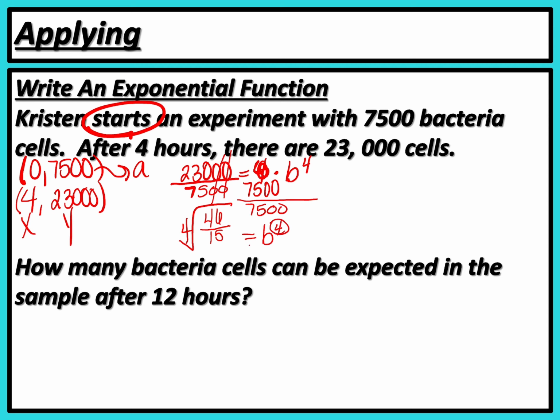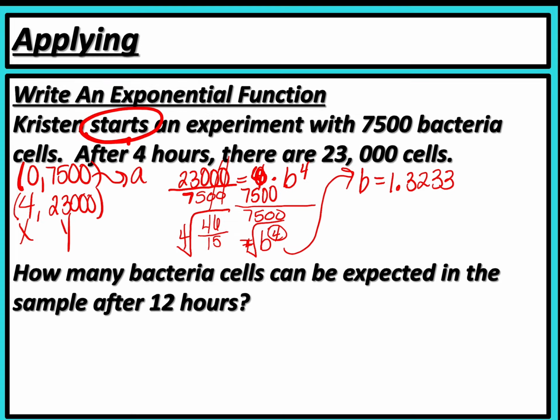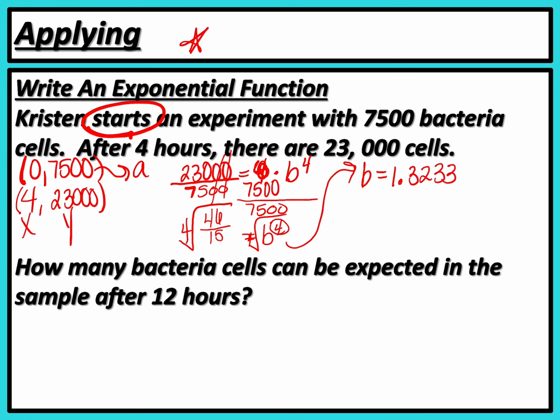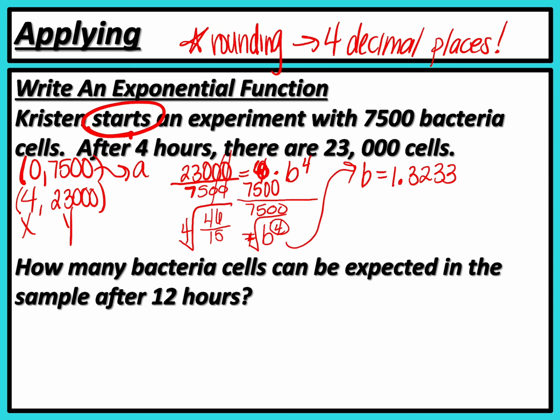So we always match that exponent. We take the 4th root, and again, we'll talk about how to do that on the calculator. So we get b equals 1.3233. All right, so let's make a note about rounding here. We always use 4 decimal places, so we want our base here to have 4 decimal places. All right, so that's our b value.